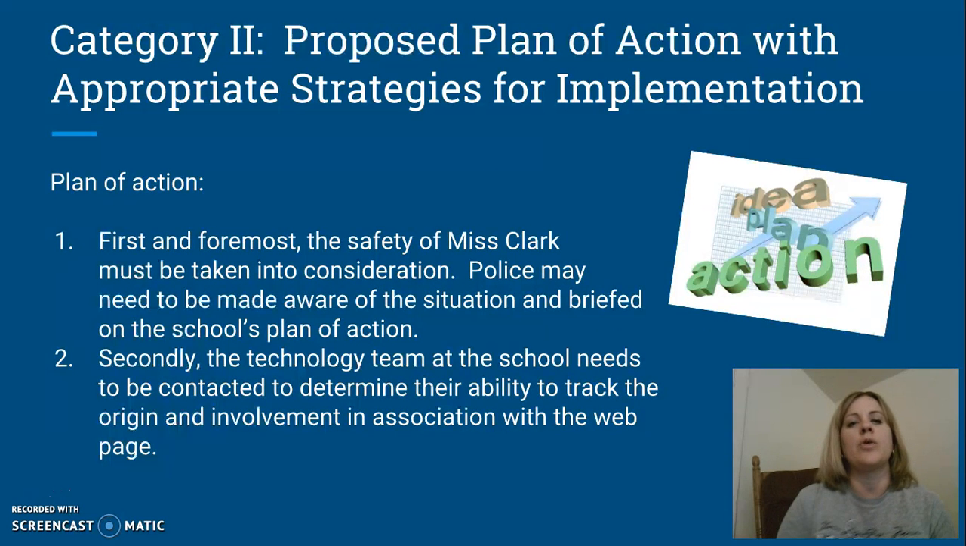That leads us to category 2, which is the proposed plan of action with the appropriate strategies for implementation. I have various points. Here are the first 2. The first is that I feel, above all else, the safety of Ms. Walker needs to be taken into consideration. If she feels threatened and that she's not safe, there is a chance that police may need to be involved or be made aware of the situation and briefed on the school's plan of action. What does the school plan to do? That way, if anything was to take place, the police would already have knowledge of what was happening.